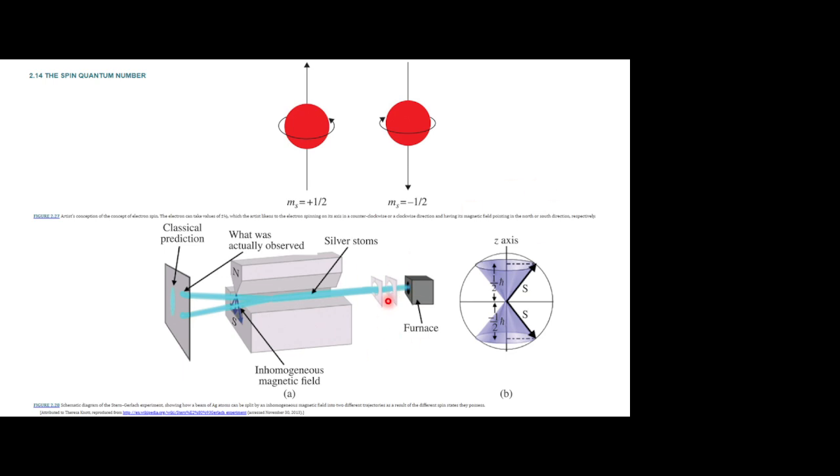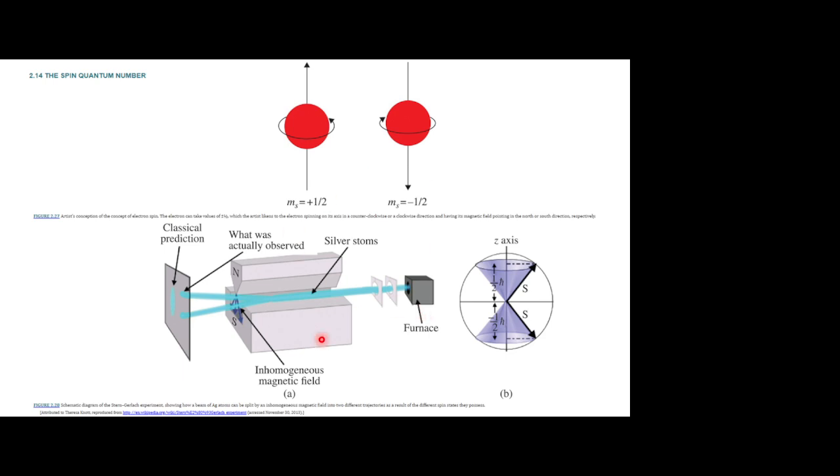Okay. By the way, this is a furnace. Does anybody know why this is a furnace? Yeah, we have to heat these so they become gaseous and we can shoot them out of the furnace. Okay? And so we're making a silver beam. Yeah, a silver particle beam, right?